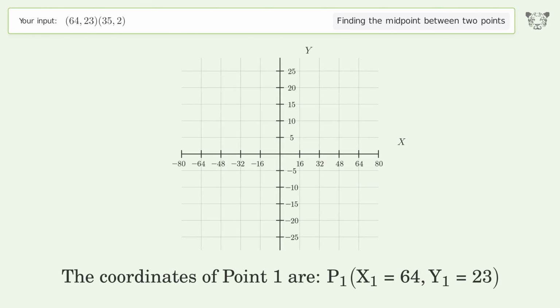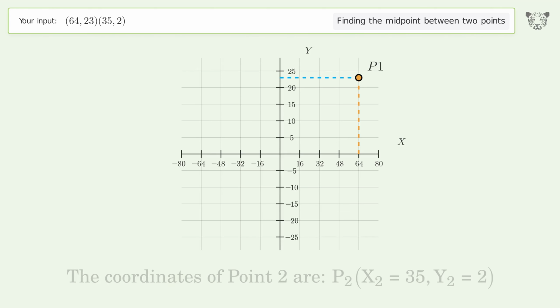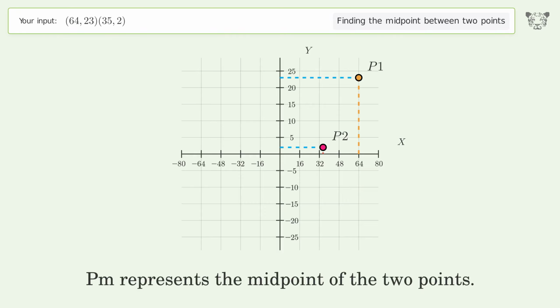The coordinates of point 1 are x1 equals 64, y1 equals 23. The coordinates of point 2 are x2 equals 35, y2 equals 2. PM represents the midpoint of the 2 points.